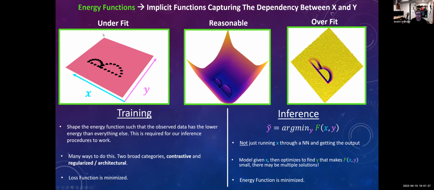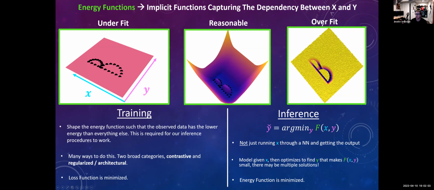Looking at cases of underfitting versus overfitting. On the far left here, we have this flat plane as our energy surface. This is underfitting because we haven't really modeled anything. There's no dependency between X and Y that's taken shape. Our inference procedure really wouldn't work at all, because if we're trying to follow gradients to a low energy state, we have no gradients to follow. It's just completely flat.